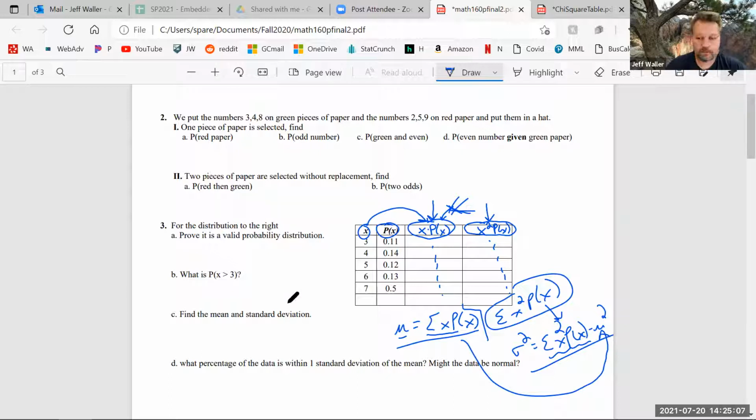You don't need to square root or anything after that. You would just take the sum. That's the variance. And of course, to get the standard deviation, I have to square root it. So the very last step is square rooting.